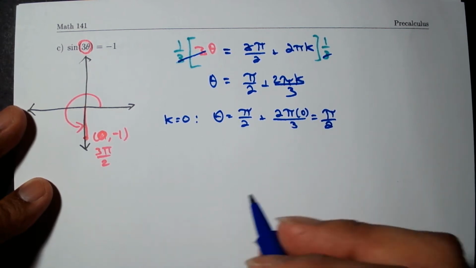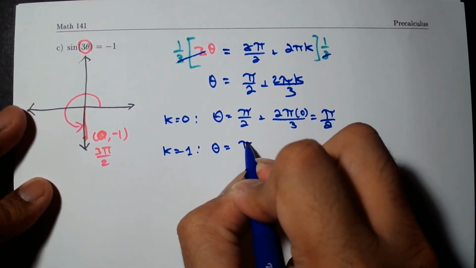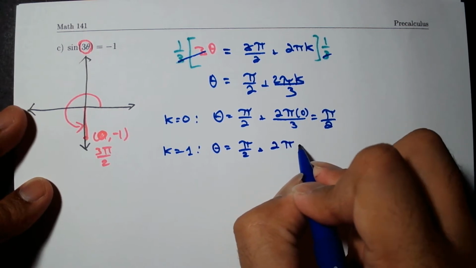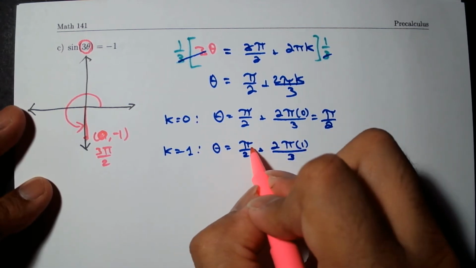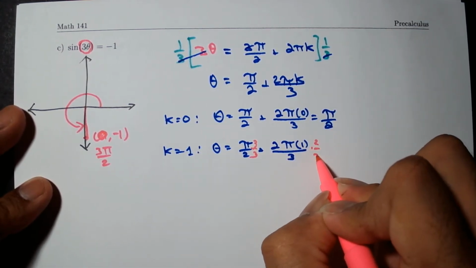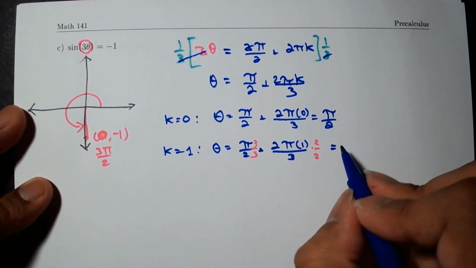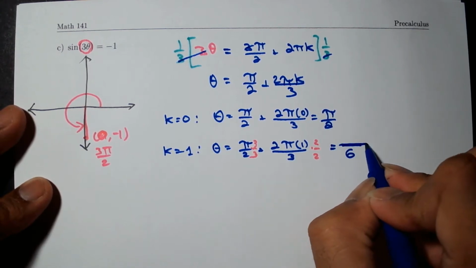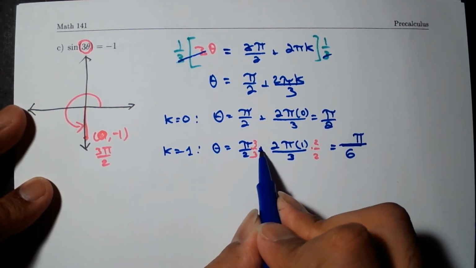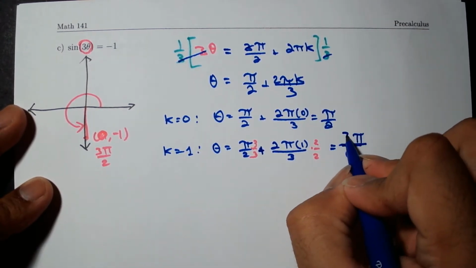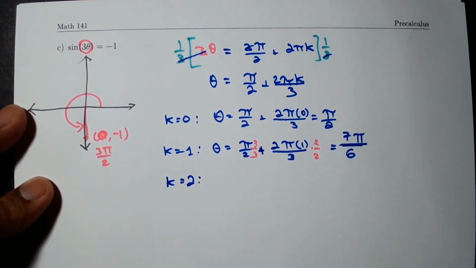Now let's do k equals 1. Theta equals pi over 2 plus 2 pi times 1 over 3. In this case, I'm going to need to find LCDs. Multiply by 3, divide by 3, multiply by 2, divide by 2. So we're going to get something with denominator 6 and a pi. So 2 times 2, which is 4, plus 3, that's going to be 7. So that's another solution. Now k equals 2. Okay, let's keep moving.